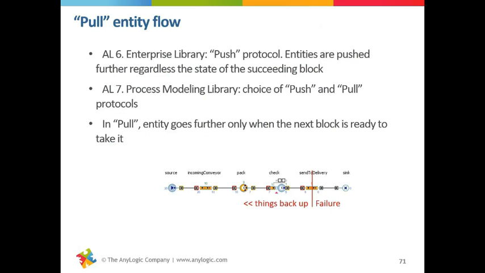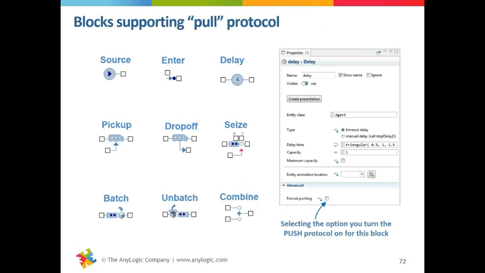In the past, you might have encountered an error because an entity was unable to leave the out port. This happens in a push process when a queue is full. AnyLogic 7 introduces pull entity flow, in which the entities will wait at the current object if the next block in the sequence cannot accept them. Blocks supporting the pull protocol include source, enter, delay, pickup, drop-off, seize, batch, unbatch, and combine. You can control forced pushing with a checkbox in a block's properties.